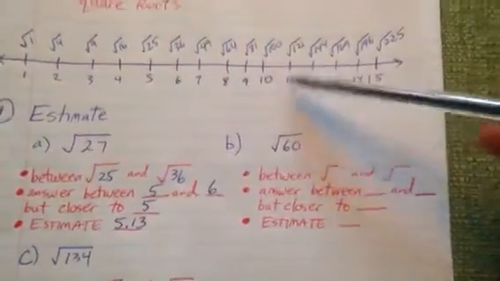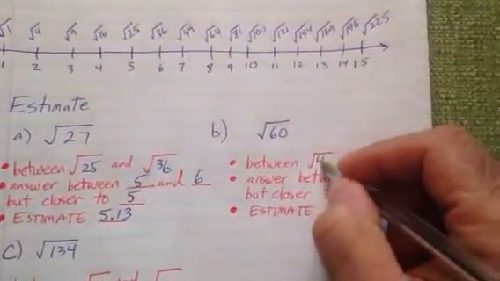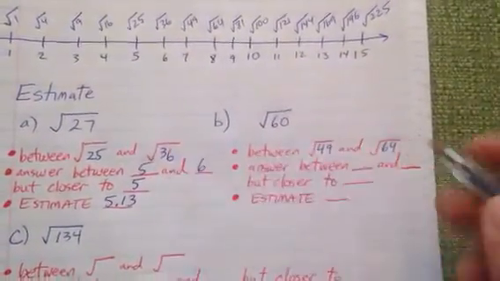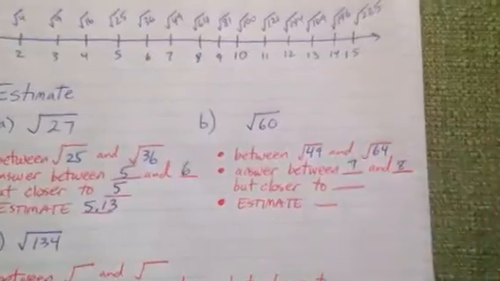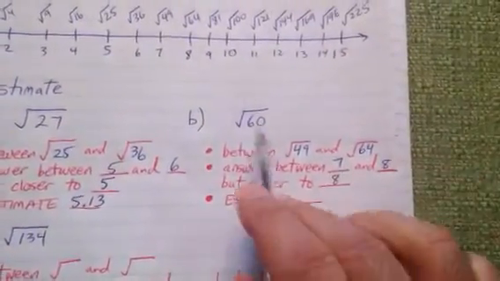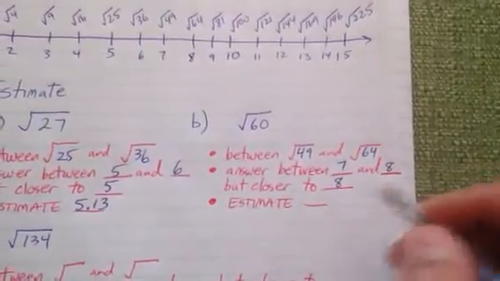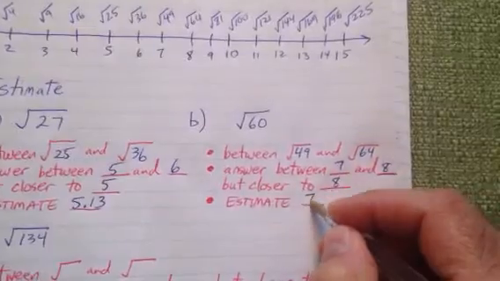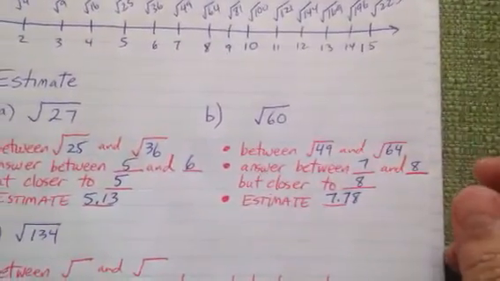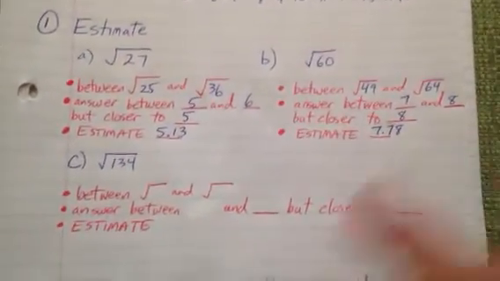Square root 60, we look on the number line. We know that 60 is between the square root of 49 and square root 64. So we know that the answer is between 7 and 8, but it is closer to 8, since 60 is very close to 64. So we make a guess something like 7.78 or something along those lines. But again, with estimates, we try to be as close as we can.